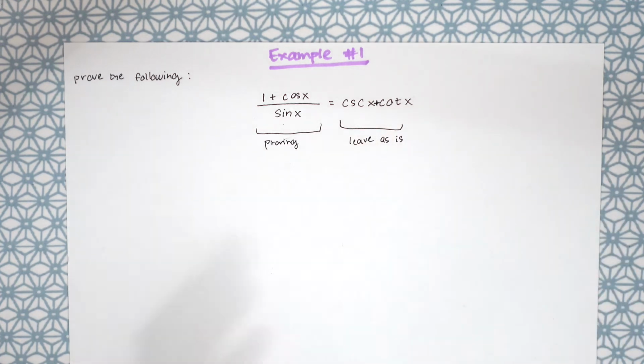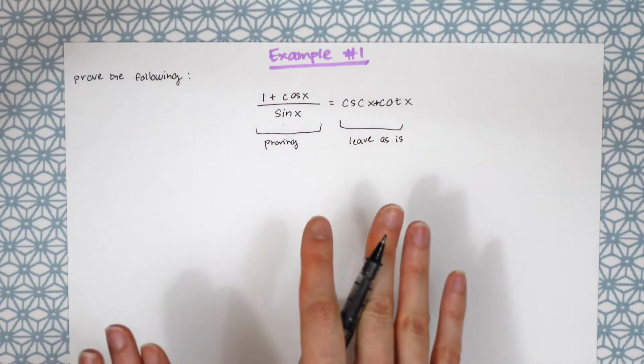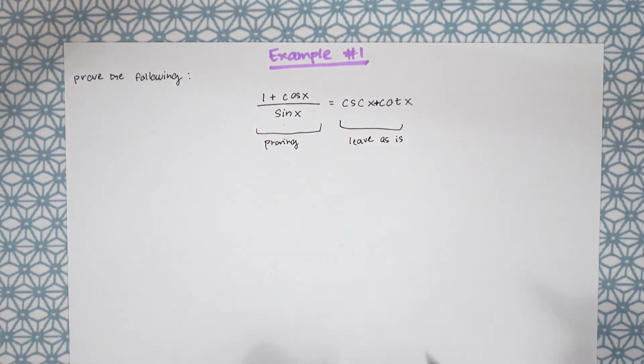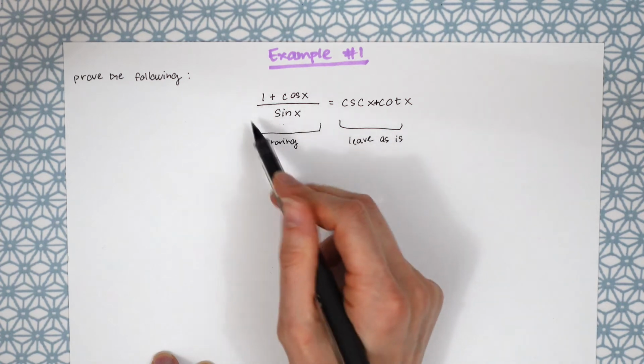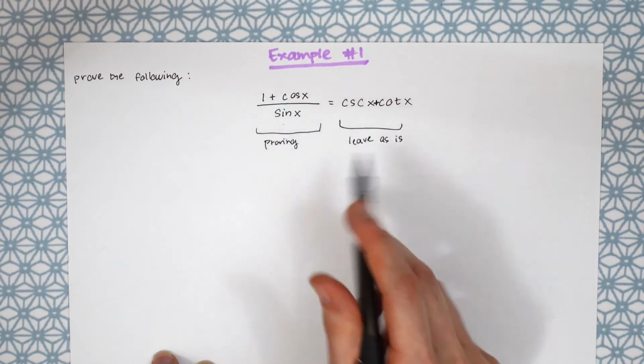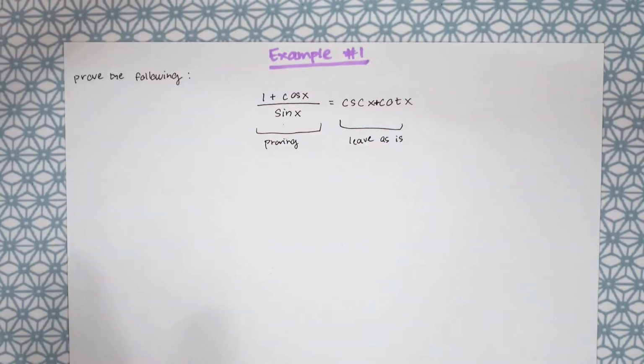Just a rule for proofs, because proofs are a little different than solving an equation. We're going to be proving these two are equal to each other. So in order to do that, we're going to be leaving this as is, and we're going to be manipulating this side of the equation so it looks like that. So that's our goal for these questions.